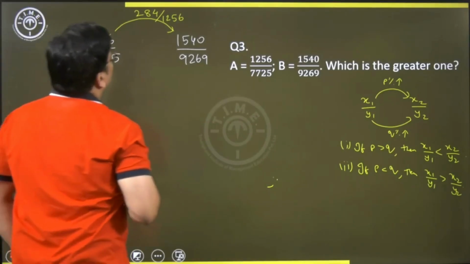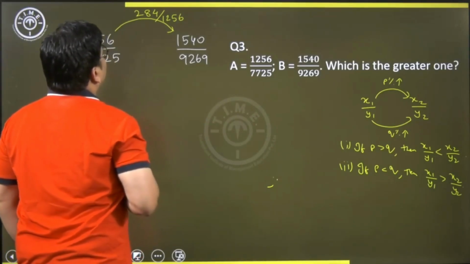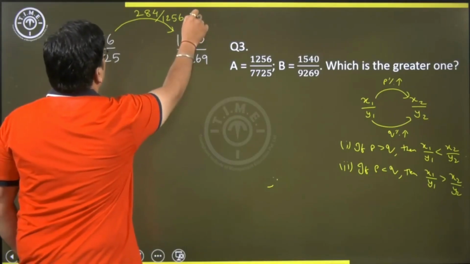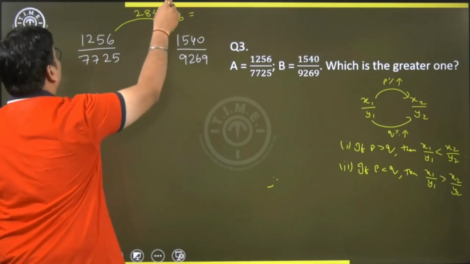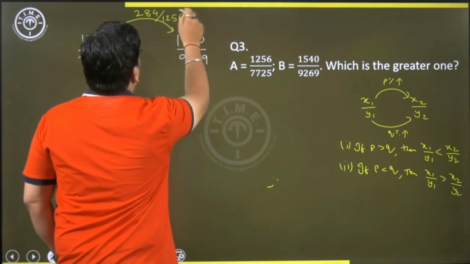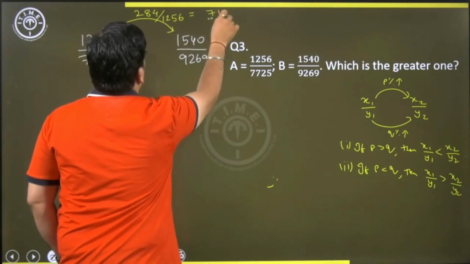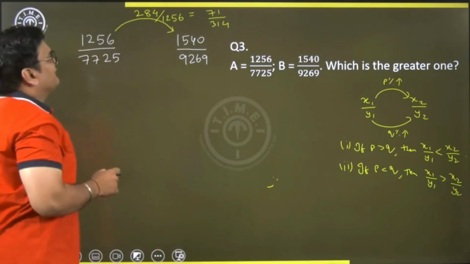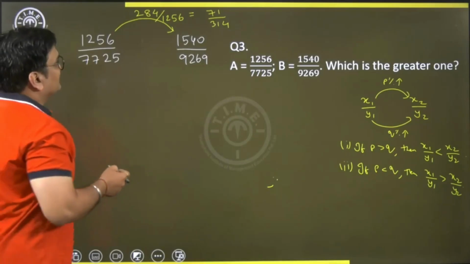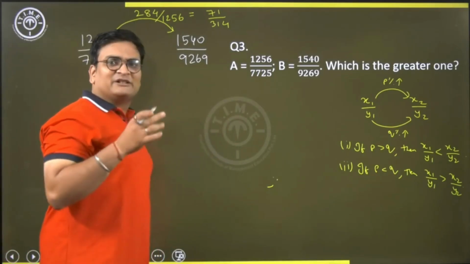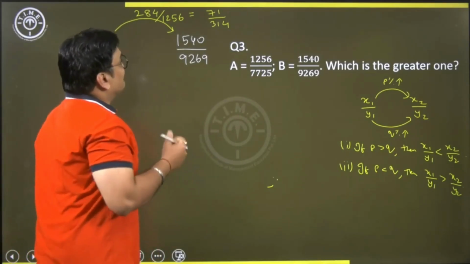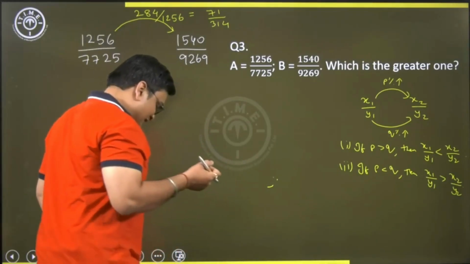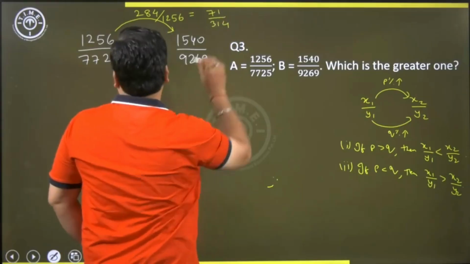How much will this be? We could probably simplify this. I think we can. Let's see. We can cancel out some common factors here. So maybe 4. So it will be 71 upon, and this will be 314. 71 upon 314, right? Now 71 upon 314 is how much, approximately in percentage terms? If you try to calculate the percentage value, or let's leave it at this.